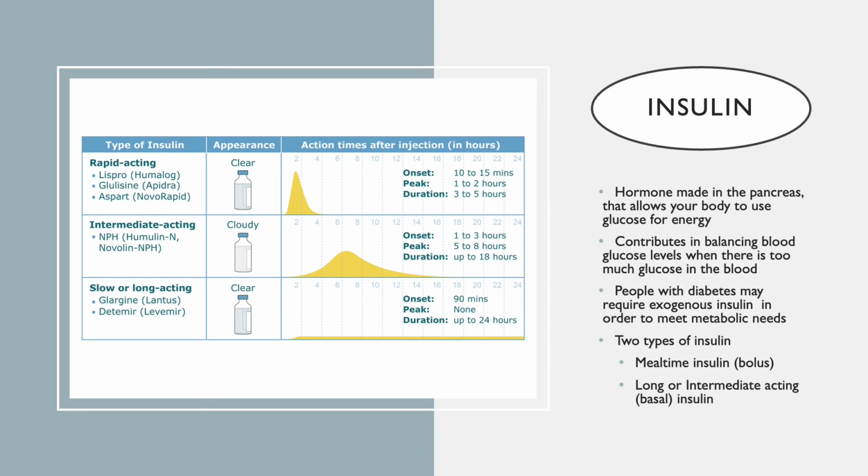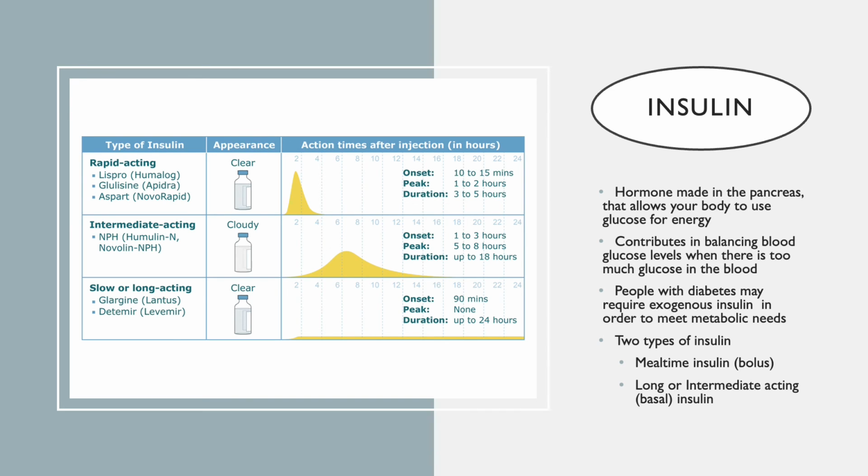Then insulin. There are 3 different types of insulin: rapid acting, intermediate acting, and slow or long acting. The onsets, peaks, and durations are all different, and they're named right there on the table. Insulin is a hormone made in the pancreas that allows your body to use glucose for energy. It helps balance blood glucose levels when there is too much glucose in the blood. People with diabetes may require exogenous insulin to meet metabolic needs. Exogenous insulin means injectable insulin.